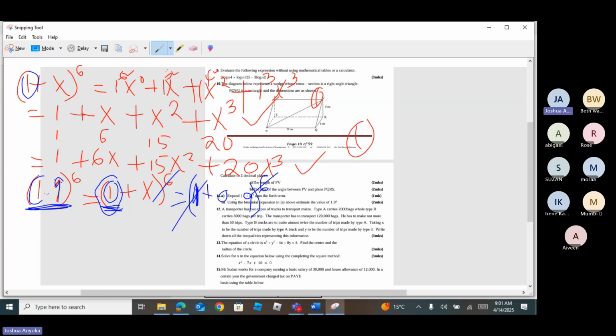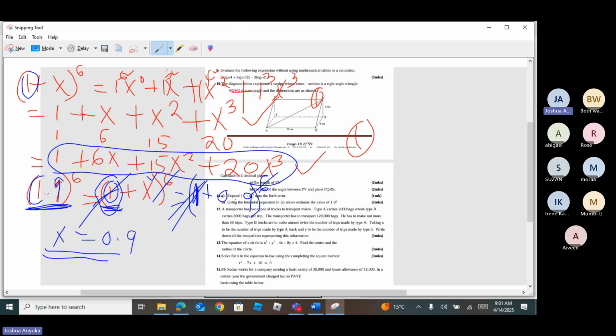Then now we equate our first power 6 will cancel each other. 1 will cancel with another 1. 1 equals 1, so they have cancelled. So we remain with the x. x is equal to 0.9. So with this, x is equal to 0.9. We substitute in our final expansion. So our answer would be 1 plus 6 into 0.9 plus 15 into 0.9 squared plus 20 into 0.9 cubed. What is the answer? Using our calculators.